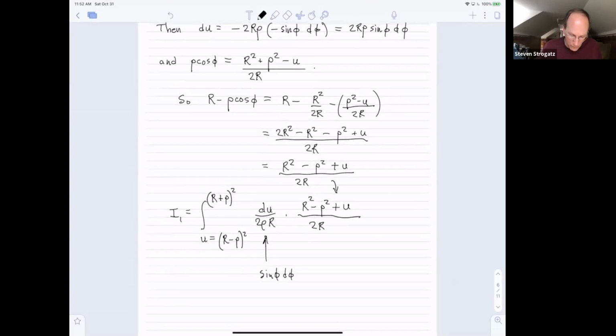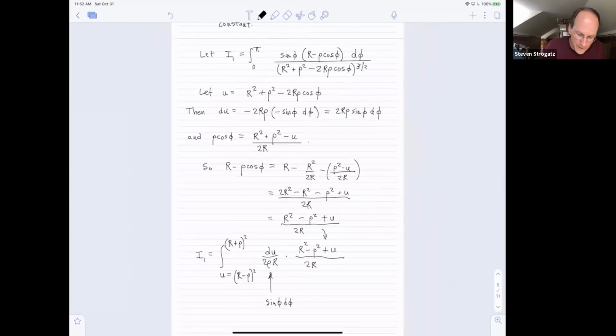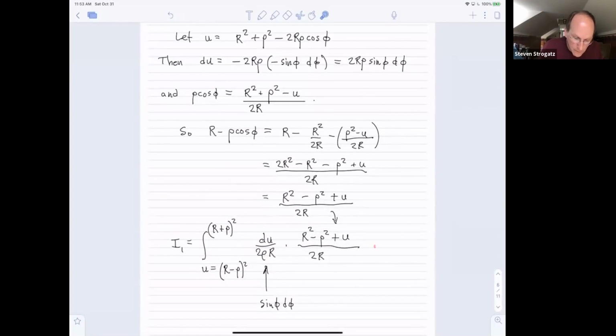And finally, what else do I need? I mean, what have I done? I've just dealt with this term. That's this. I've dealt with the sine phi d phi. That's this. And what's remaining is this denominator, but that's just u to the 3/2 power. So it's in the denominator, so I have here a 1 over u to the 3/2. And it's getting a little better because these u integrals are not bad.